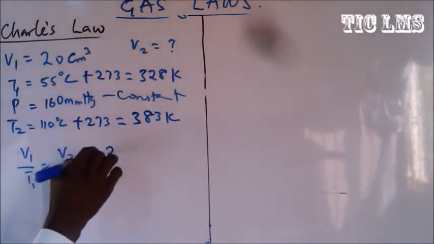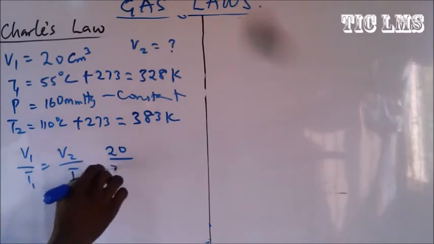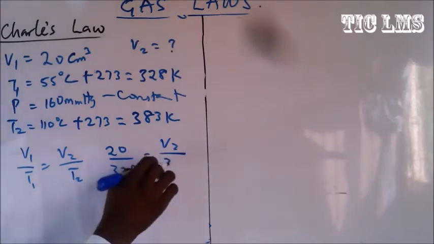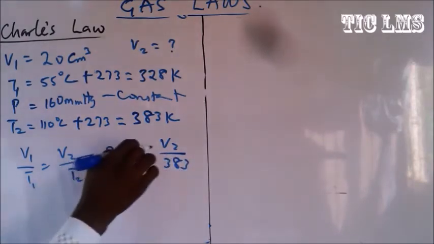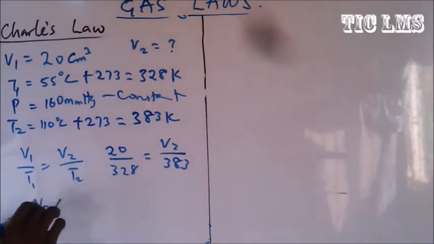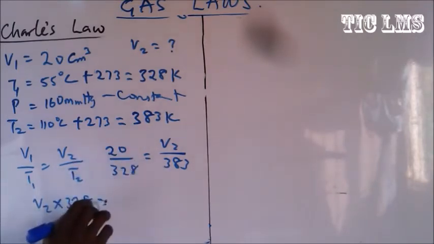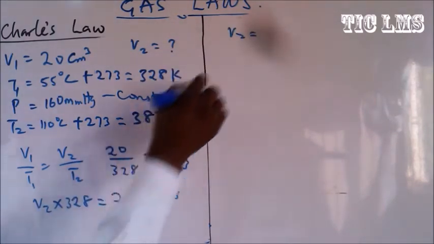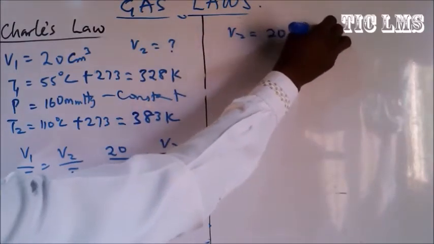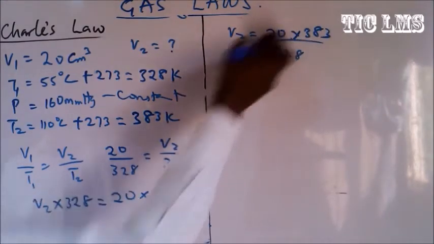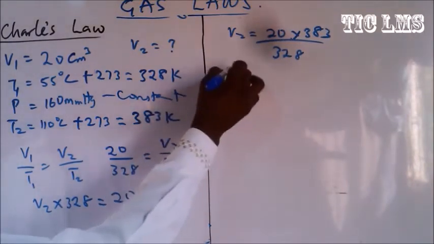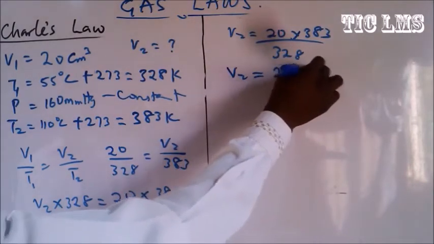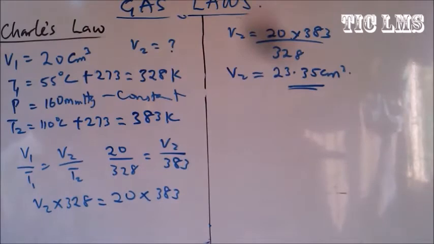V1, according to here, is 20 over our T1 is 328, equal to V2, which is unknown, over T2, which is 383. We'll cross multiply. V2 multiplies 328 and 20 multiplies 383. Hence, V2 equals 20 multiplied by 383 divided by 328. And so we'll multiply this out. Our answer will be approximately 23.35 centimeter cube. Hence, that is the answer.